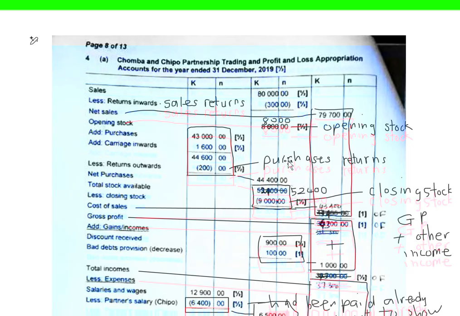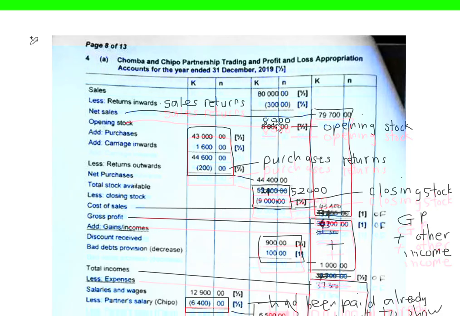52,400. Then what we say is we get the closing stock figure, which is 9,000, which is in the additional information. The closing stock figure is after we do a stock count. There's 9,000 kwacha worth of stock. So now we have the cost of sales. So the cost of sales is equal to 43,400, right? The cost of sales.